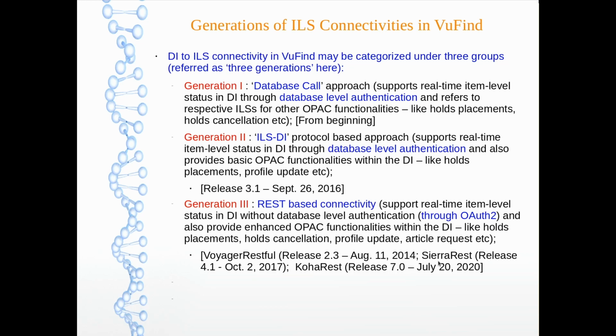So what are these improvements? As I said, there are three generations of connectivity between VuFind and the ILS. Generation 1 is based on the database call approach, particularly in the context of Koha-VuFind connectivity, which requires database level authentication, and it has been there right from the beginning. Generation 2 is based on the ILS-DI protocol to connect Koha and VuFind, but still we need database level authentication. And it also provides basic OPAC functionalities within the DI, like hold placement, profile update, etc.